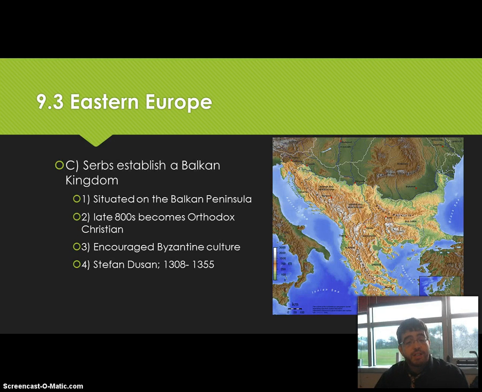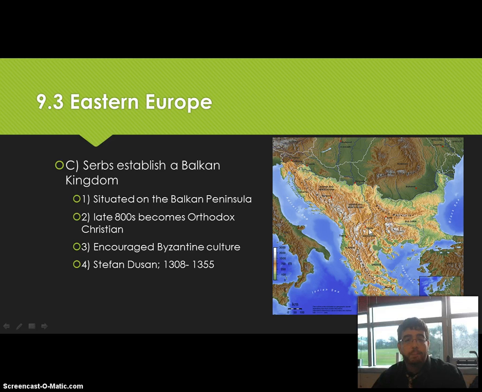So we get the Serbs establishing a Balkan kingdom. Right where ancient Greece was located and part of the Byzantine Empire, we get the Balkan Peninsula. It was situated on the Balkan Peninsula because it is surrounded on three sides by water: 1, 2, and 3. In the late 800s, it becomes an Orthodox Christian church, which is at this time centered, if I'm correct, up here in Muscovy. And it also encouraged the increase of Byzantine culture.